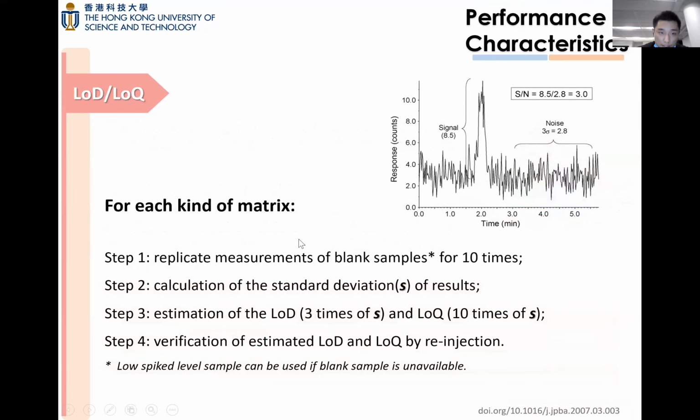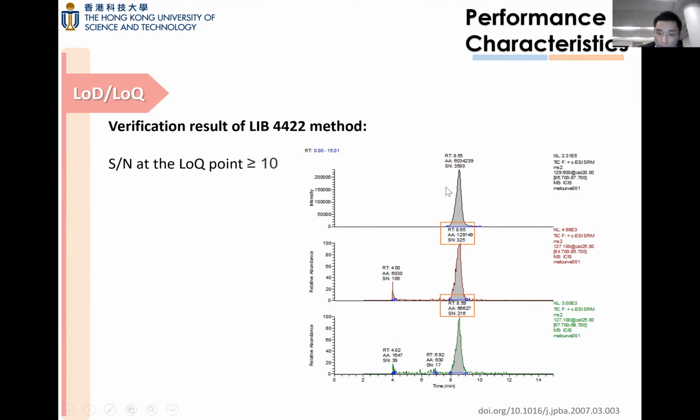The next is to estimate the LOD and LOQ. There are 4 steps. First, to operate replicate measurements of blank samples 10 times. Then, calculate the standard deviations of these results. Next, to estimate the LOD by 3 times the standard deviation and LOQ by 10 times of that. And finally, to verify this estimated LOD and LOQ by injections. On this picture, we can see that the FDA measured signal to noise ratio is much larger than 10.